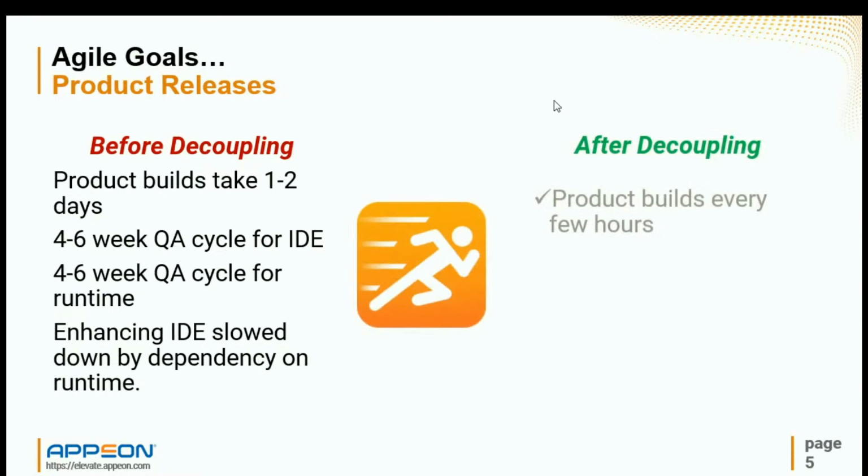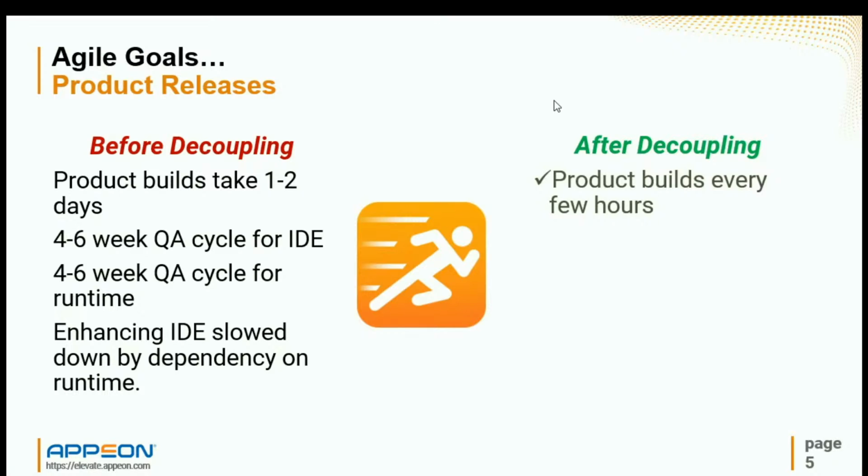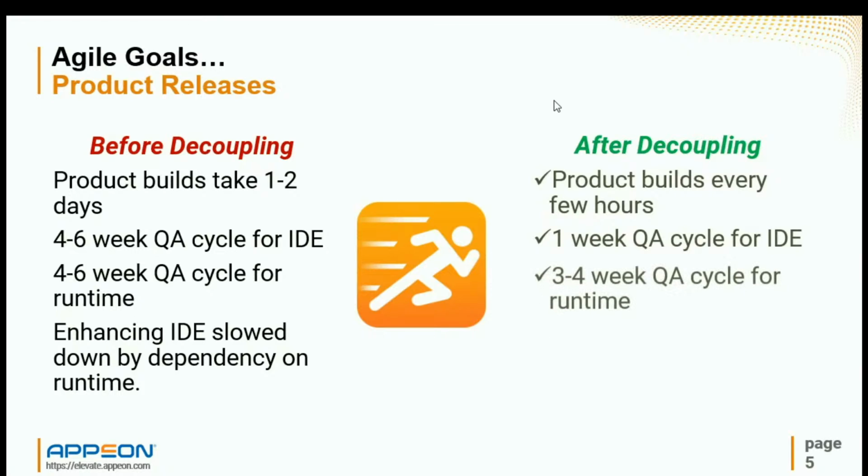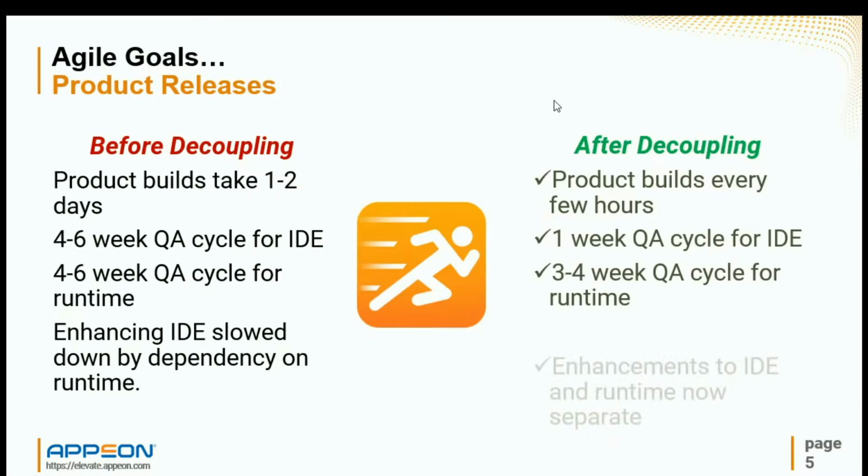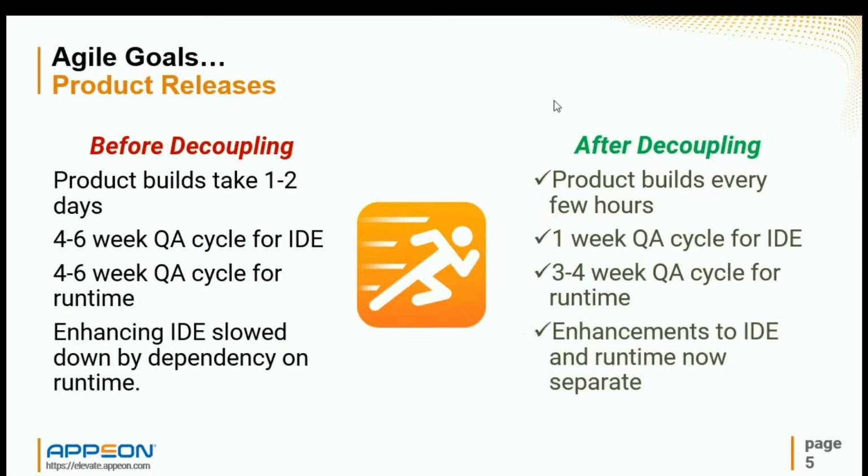After decoupling, product builds will take a few hours. 1 week for the quality assurance team to go through the IDE checks. And then 3 to 4 weeks is the estimate for the quality assurance team for the runtime. So therefore, enhancements to the IDE and runtime can now be sent to you separately.